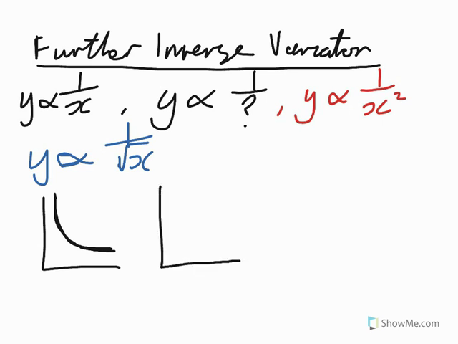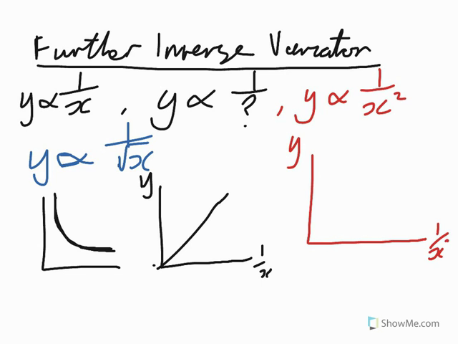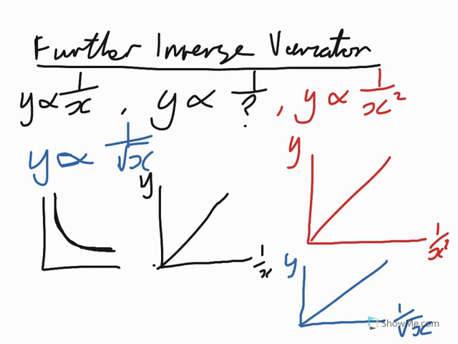So to get a straight line graph for the 1 on x squared one, we need to graph y against 1 on x squared, and then we would get a straight line. If we just graphed 1 on x, it still would be a curve. And in that last example, we looked at y is proportional to 1 on root x. To get that straight line, you would need to be graphing 1 on root x, and then you would get a straight line.